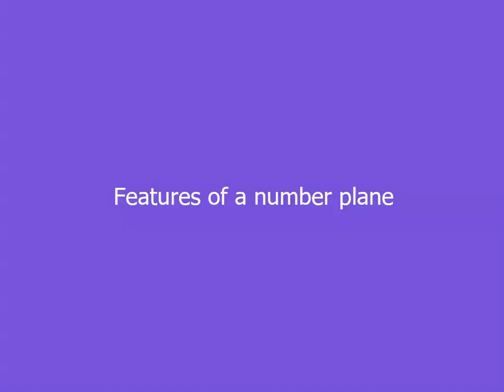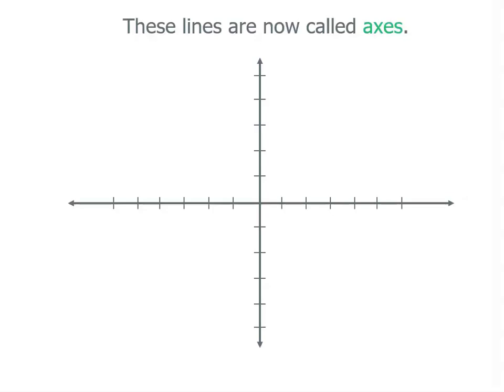Now, there's some special names we need to know. The lines are not called number lines anymore. They're called axes, which is plural for axis. That's the horizontal axis. That's our x-axis. So we put a little x there. Our vertical axis is our y-axis, and that's where we label that. So we've got an x-axis and a y-axis.